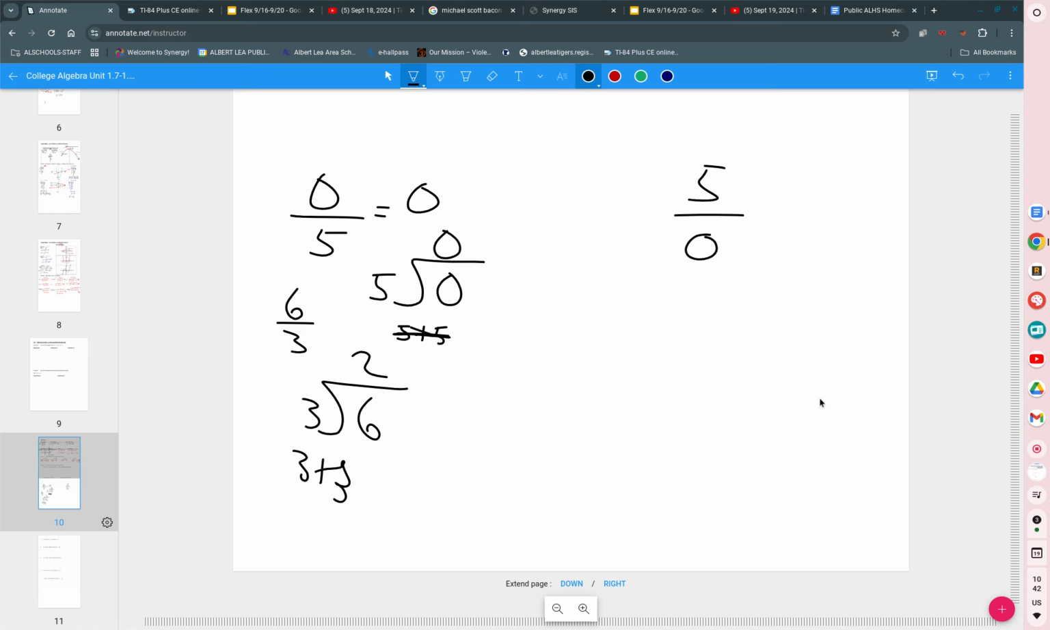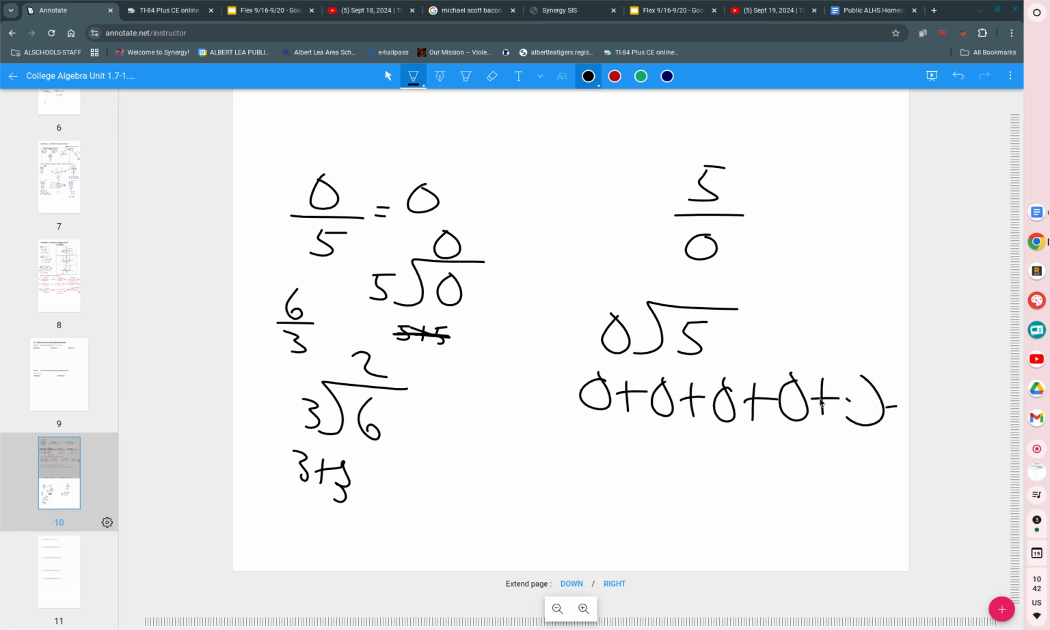Now, look at 0 on the bottom. This is 0 goes into 5. The question is, how many zeros do you add together before you get to 5? If I add 4 zeros, 5 zeros, is that enough? What if I had 100 zeros? What if I had 1 billion? I have no idea. You will never get it. So therefore, we say undefined.